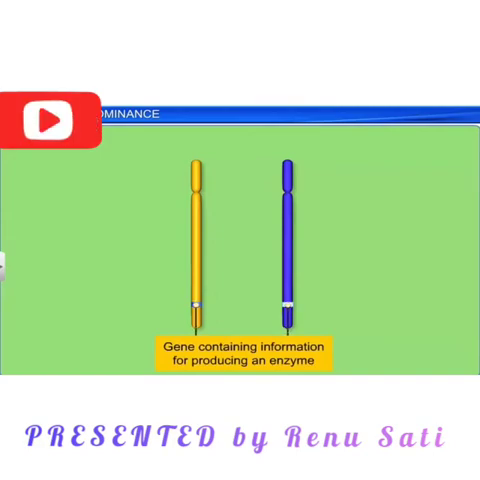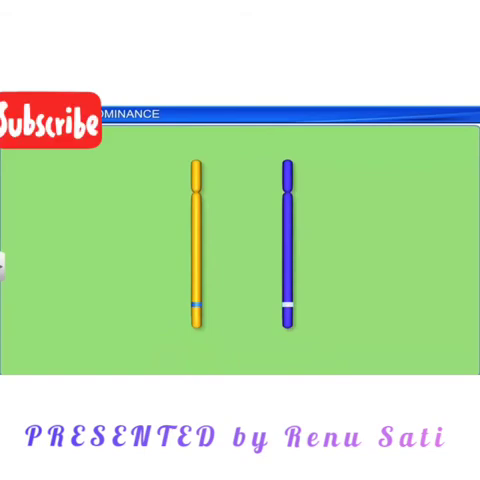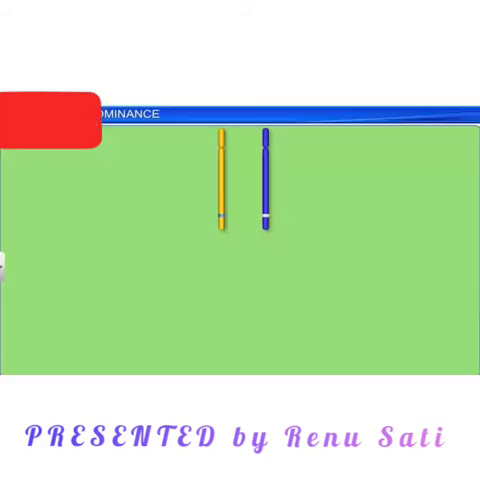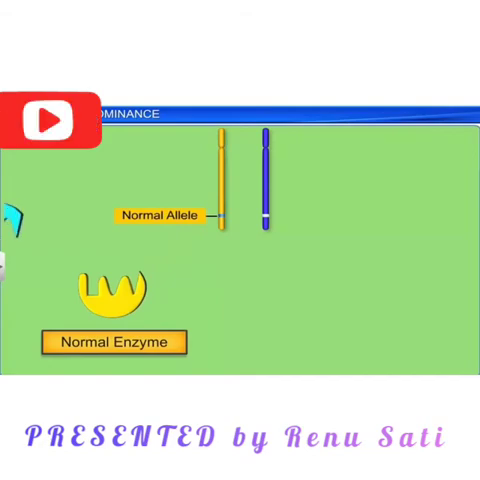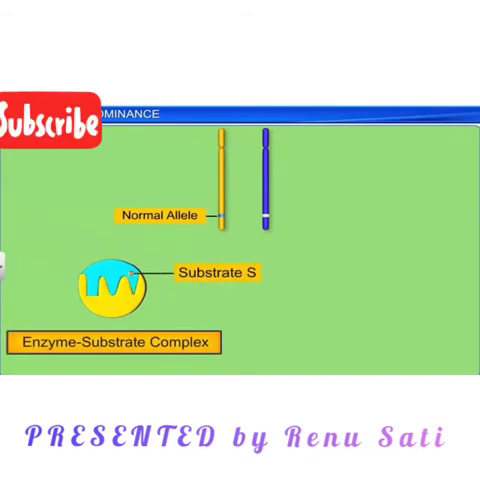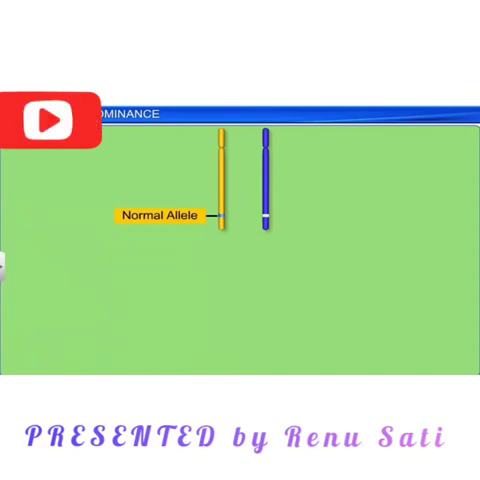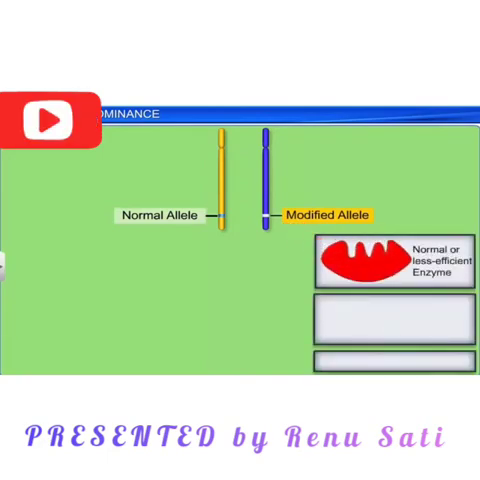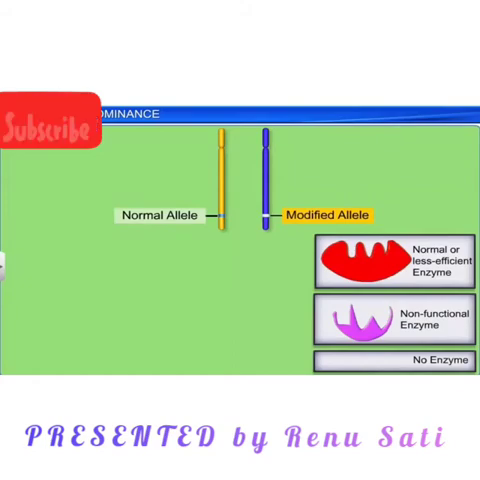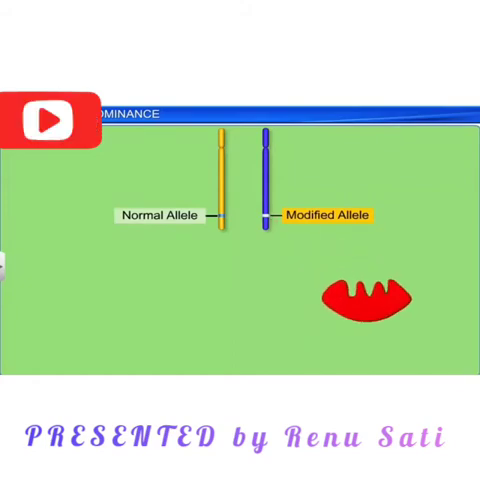Gene containing information for producing an enzyme. In genetics, dominance is a relationship between alleles of one gene. In order to understand the concept of dominance of alleles, let's see this example where two allele pairs are present. One is a normal allele which can produce a particular enzyme, and the second is the modified allele, which can produce either a less efficient enzyme, a non-functional enzyme, or finally no enzyme.